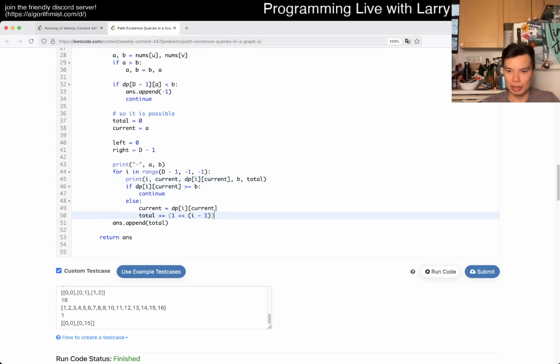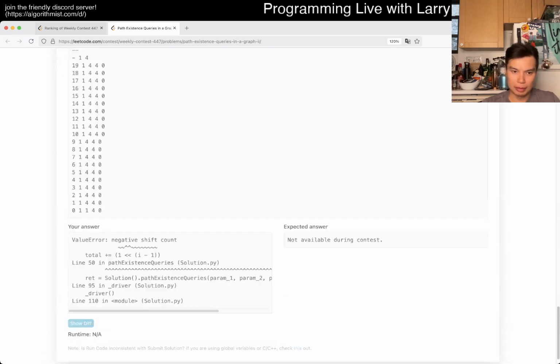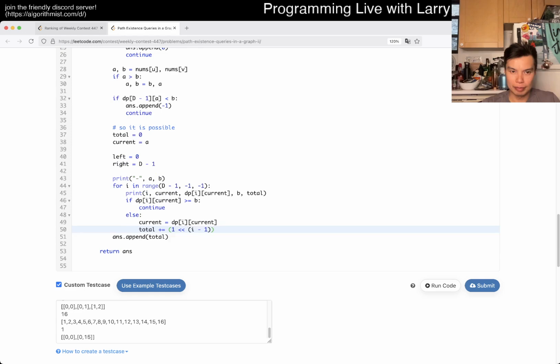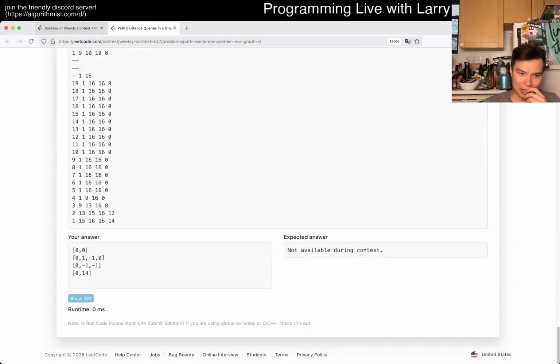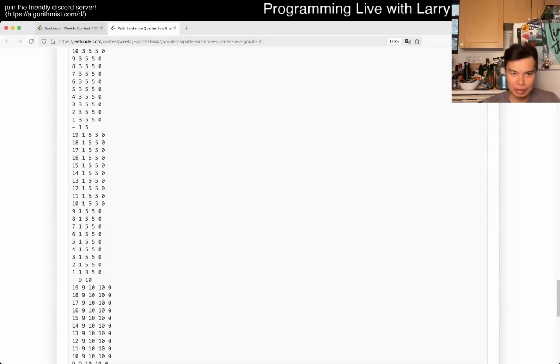That's the part that I forgot to do, but maybe. Negative shift? I think this doesn't go. I don't know. I think the idea is right, but I'm having a very awkward time with this for sure.